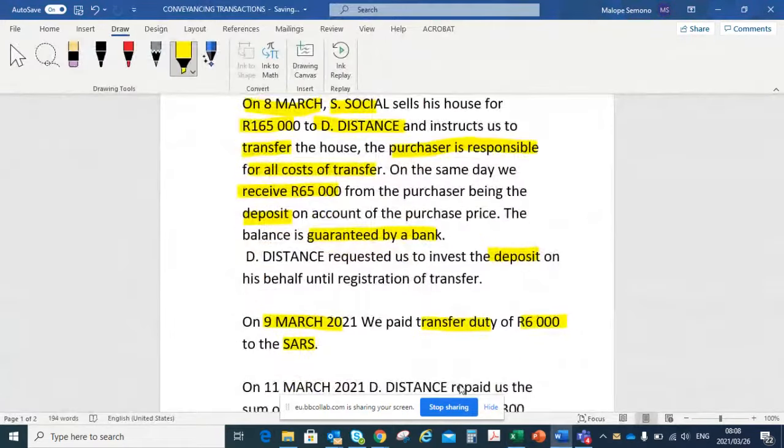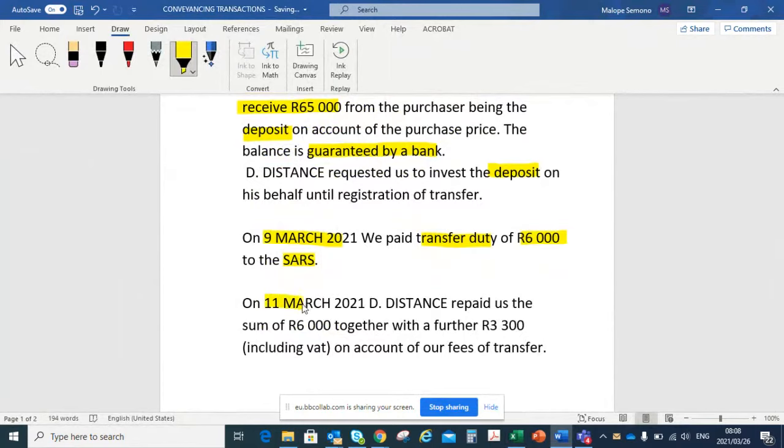Now let's take it further. On the 11th of March, what happens? D distance repaid us the sum of how much? 6,000, meaning he paid us this 6,000. Can you see now? Together with a further 3,000, including VAT, on account of our fees. In other words, after we paid for him, he paid us how much? 6,000 back. So meaning he paid what he owed us. So we also received 3,000 from him for the fees we charged.